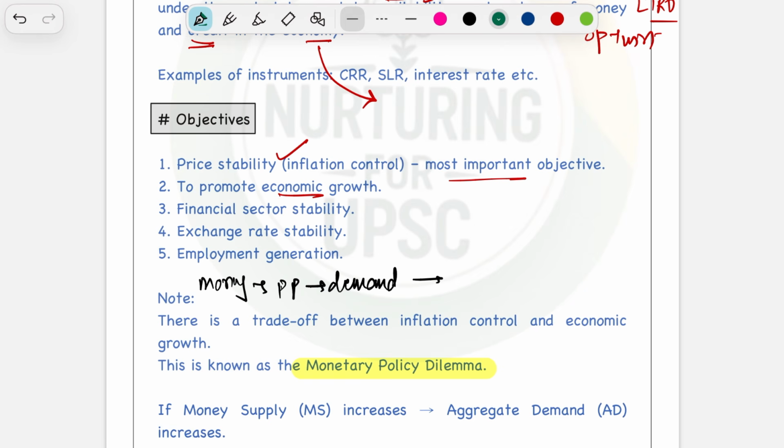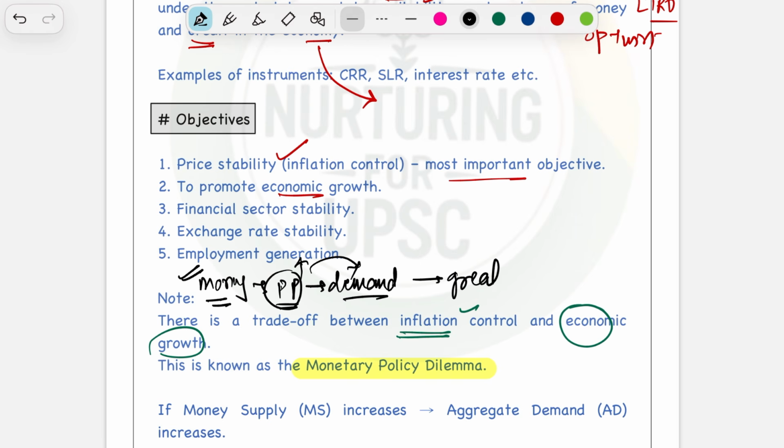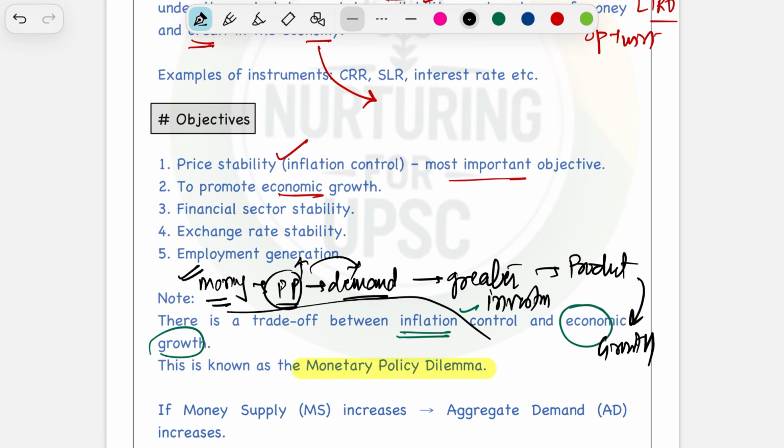It's a trade-off between two things. For one thing is inflation control, and another thing is economic growth. So what happens when we have money? Having large sums of money, having a greater aggregate amount of money, means that there is increased purchasing power, and the increased purchasing power means that there is a greater demand for goods, and this greater demand would lead to greater investment and greater productive assets, and then greater growth. I hope this cycle is clear to you.